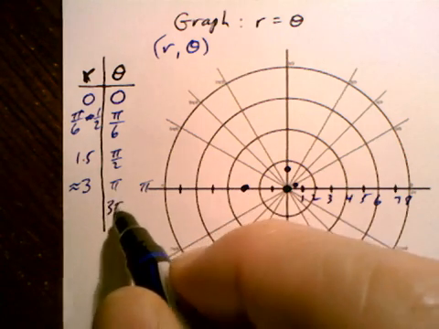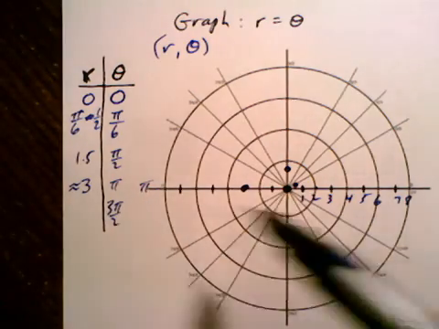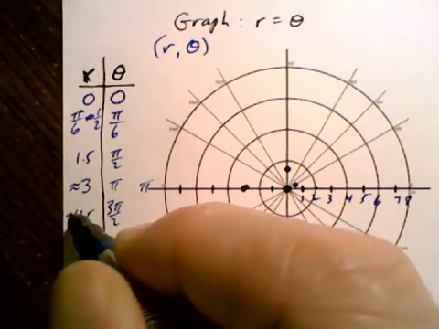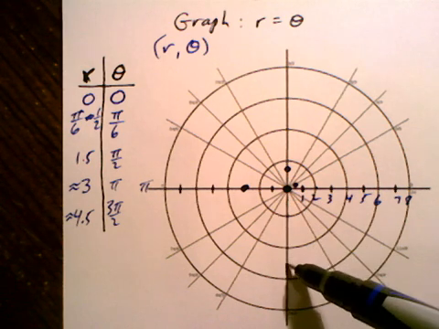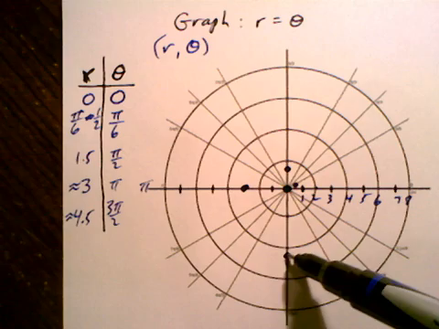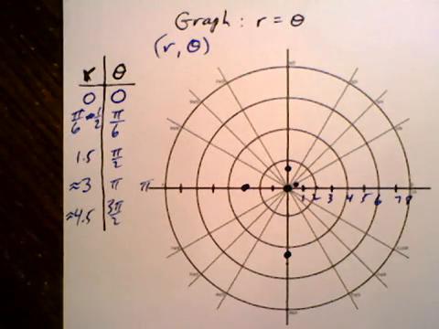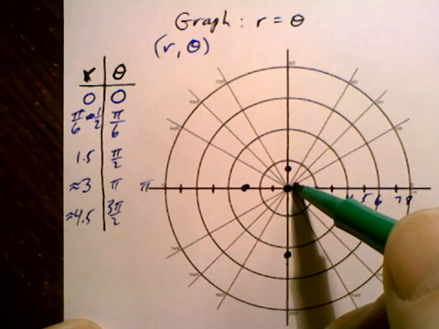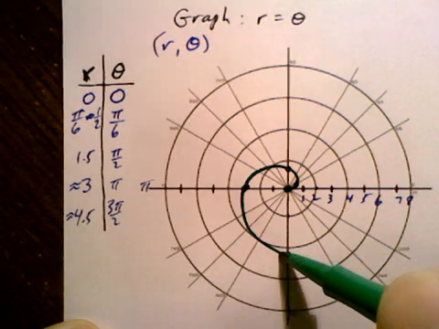Let's pick 3 pi over 2. And what's that? So just estimate pi to be about 3. 3 times 3 is 9, divided by 2 is 4.5. So it's about 4.5. So 1, 2, 3, 4, 5 would be there. So 4.5 would be somewhere right about there. And again, you can visualize this as theta gets bigger, so is r. And so what we get is a spiral. So we get a spiral just getting bigger and bigger.